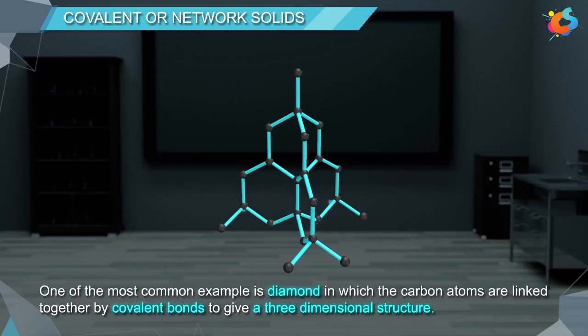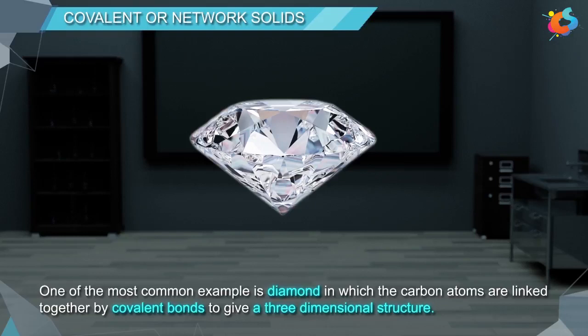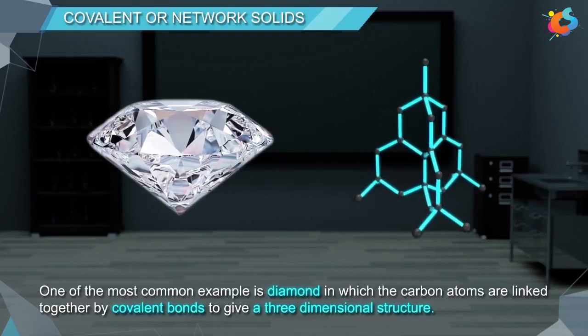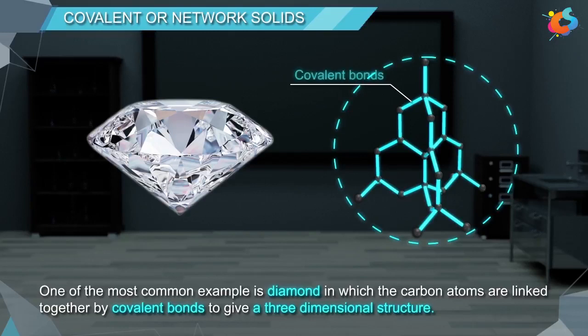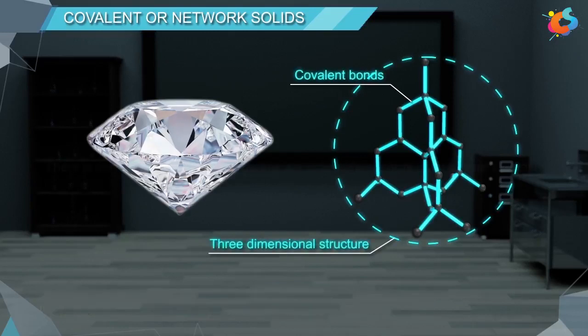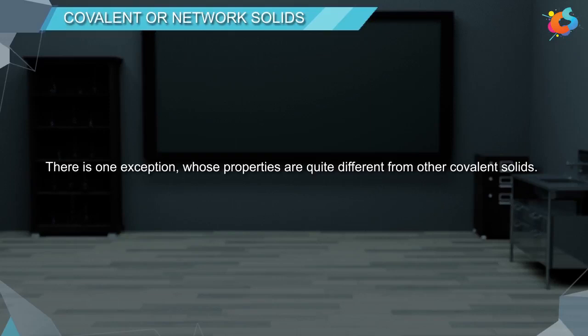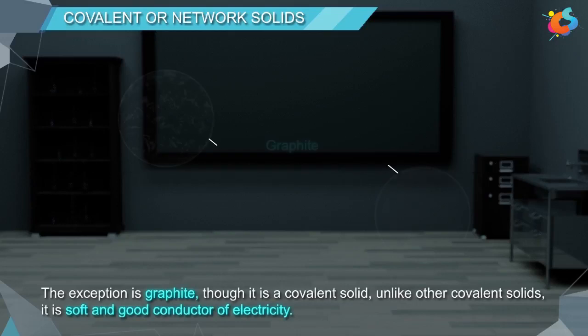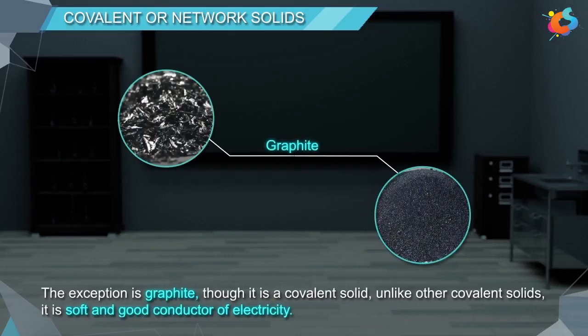One of the most common examples of covalent or network solid is diamond, where each carbon atom is linked together by 4 covalent bonds to give a three-dimensional structure. However, there is one exception whose properties are quite different from the other covalent solids. Let us study about that exception. And the exception is graphite. Though it is a covalent solid, unlike other covalent solids, it is soft and a good conductor of electricity.